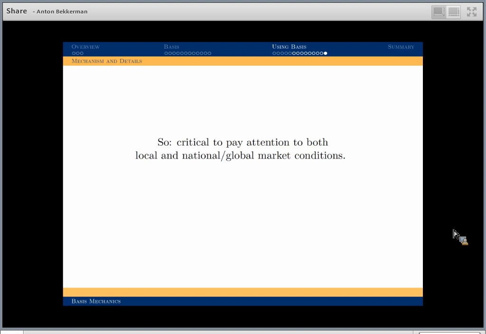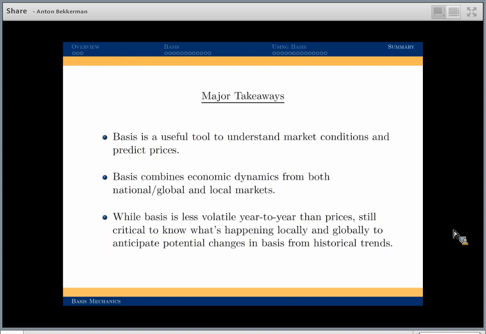Okay, so let's wrap up. Three major takeaways that I want you to get from this presentation, and hopefully you did. One is that basis is a really useful tool to understand market conditions and predict prices. It combines the dynamics from both national, global, and local markets, which is a much stronger instrument than just looking at futures prices or local prices alone. And because of that combination, it's a much more stable tool, and it gives a much better prediction and a much tighter range of prediction for prices going forward.